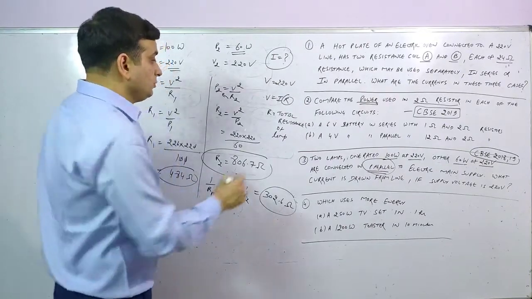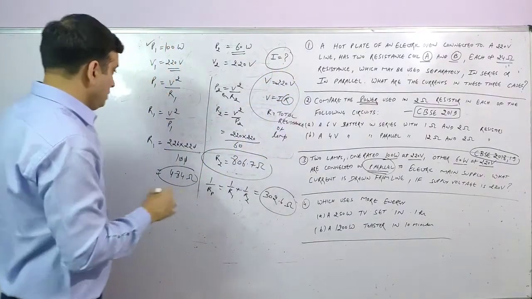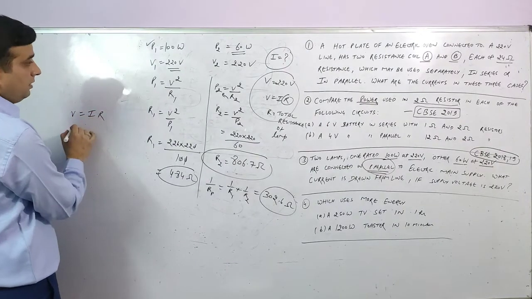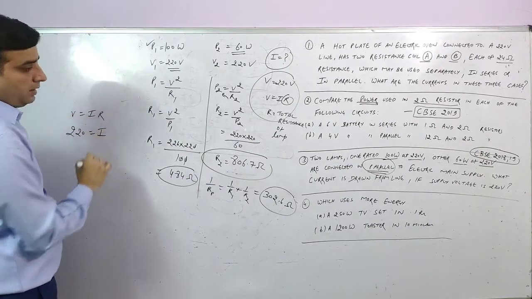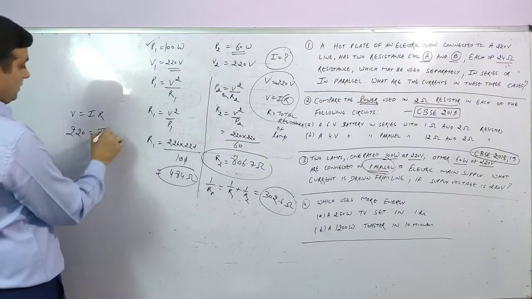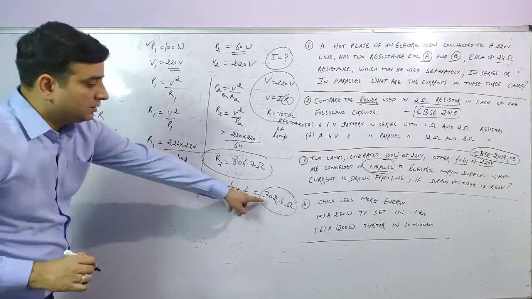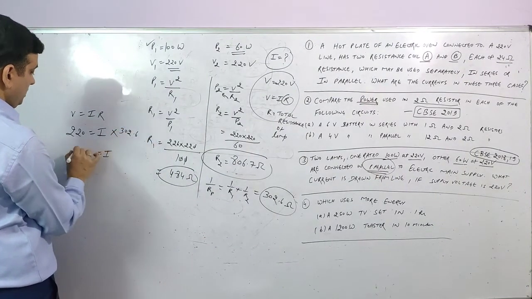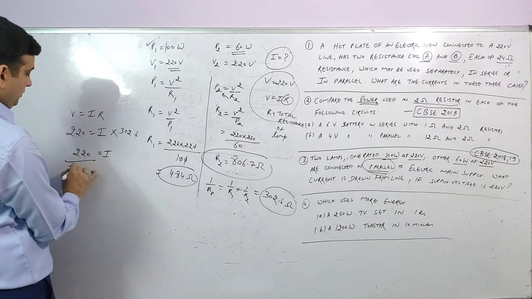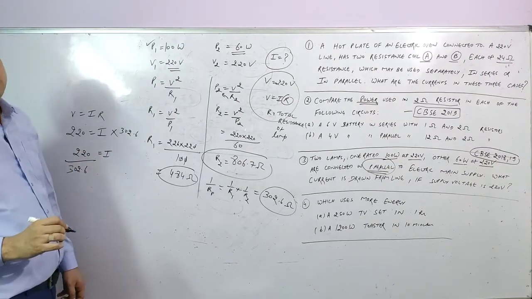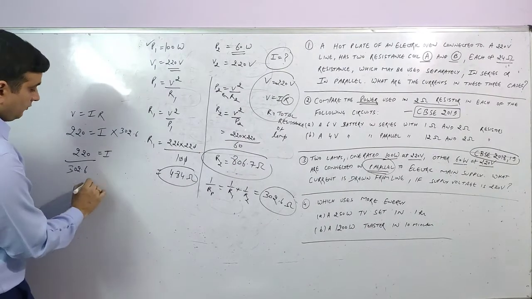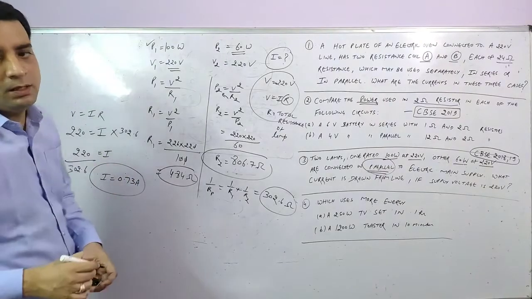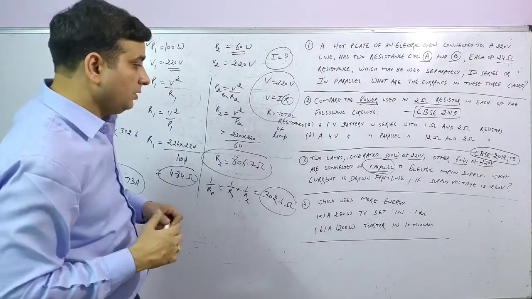302.6. Now we will use Ohm's law, which is V is equal to IR. V is 220, and the current we have to calculate. In place of total resistance, you can write 302.6. So I is equal to 220 divided by 302.6, and the value of I that you will get after solving this is I is equal to 0.73 ampere. So this is the solution for the third numerical.